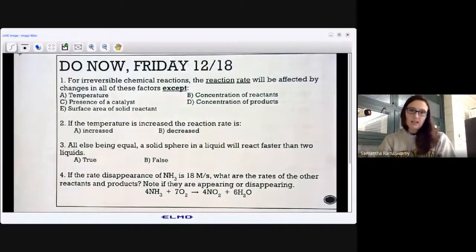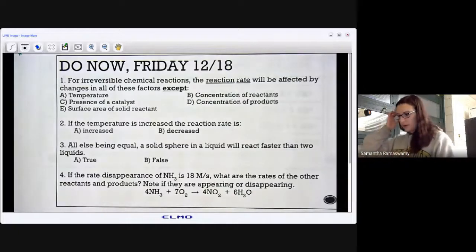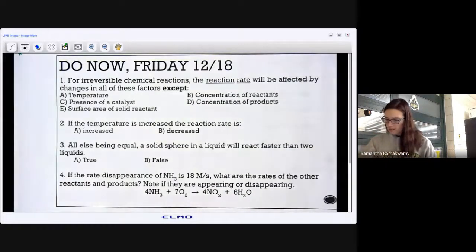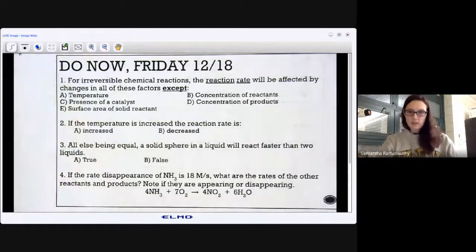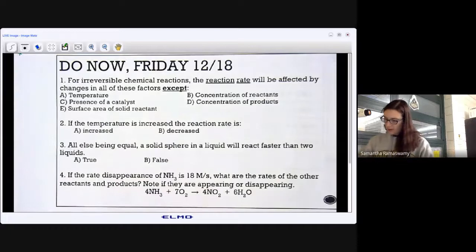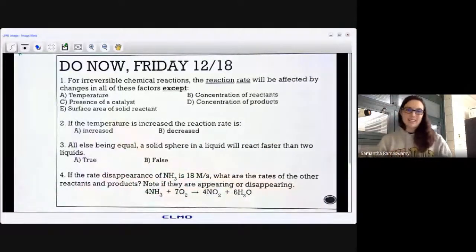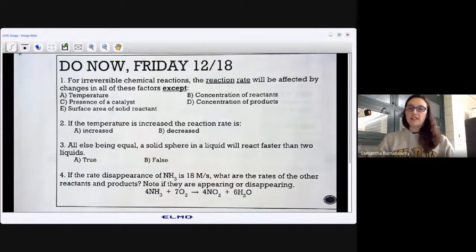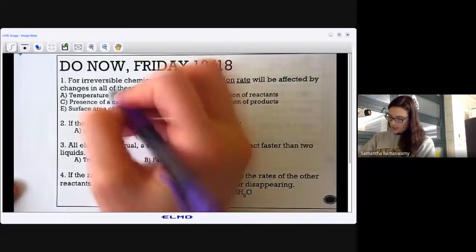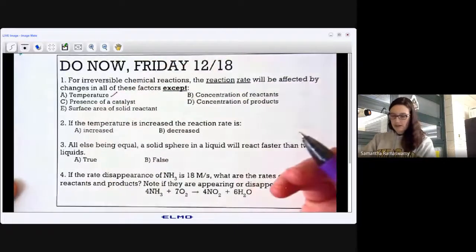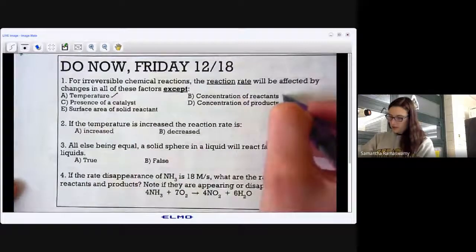If we take a look at the do now, again, 1, 2, and 3 are these multiple choice review type questions. So for number 1, for irreversible chemical reactions, so that means you have reactants going to products, the reaction rate will be affected by changes in all of these except. So it wants us to figure out which of these will not affect reaction rate. Yesterday, we talked about temperature affecting reaction rate. We talked about concentration of reactants.